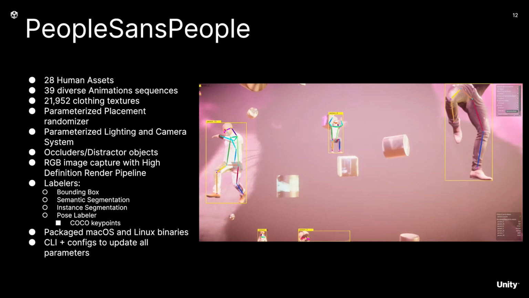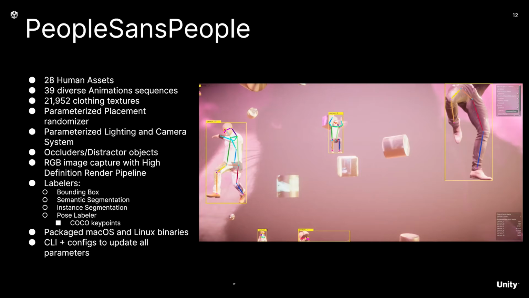parameterized randomization of placement, orientation, camera systems, lighting systems, the presence of occluders and distractor objects, capture with a high definition render pipeline, so high quality renders, a wide range of labelers that you can attach. So you can have bounding boxes, instance segmentation, semantic segmentation, COCO keypoint pose labeling, as you're seeing in this picture. And all of this will be packaged for everybody in binaries that can be run both in Linux and on Mac, plus CLIs and configs so that you can run these programmatically in the background. So these are headless renders, in fact, that we are packaging for everybody.